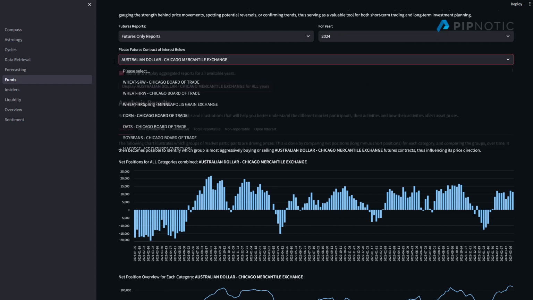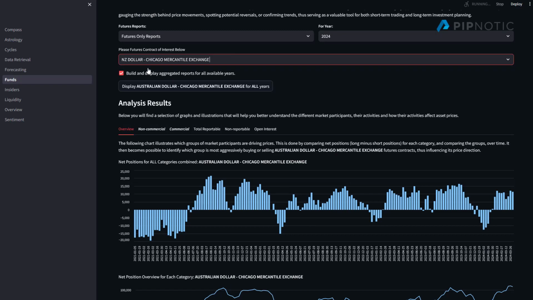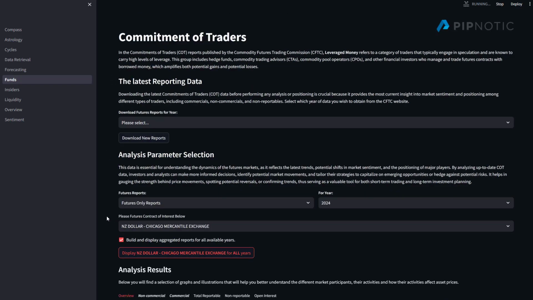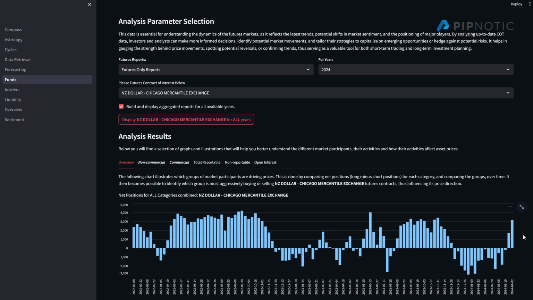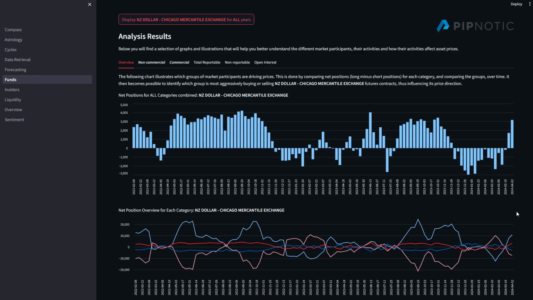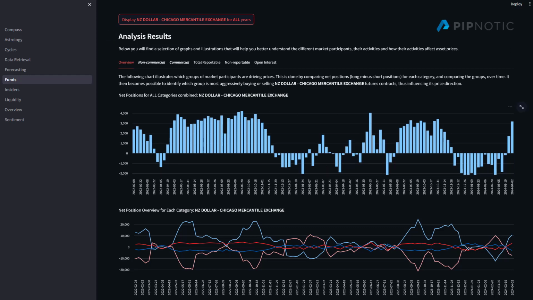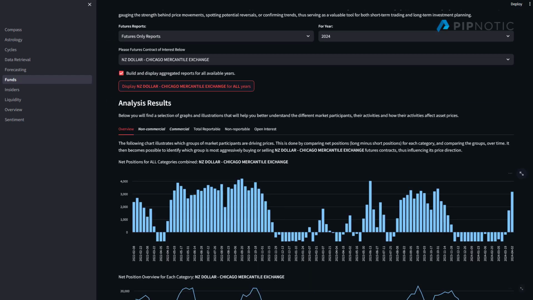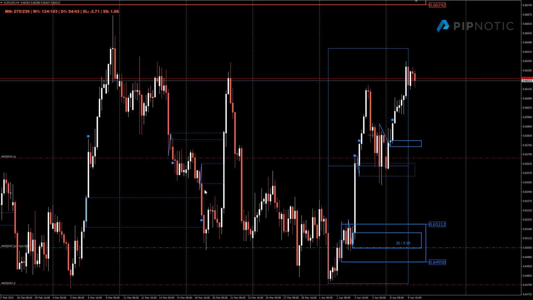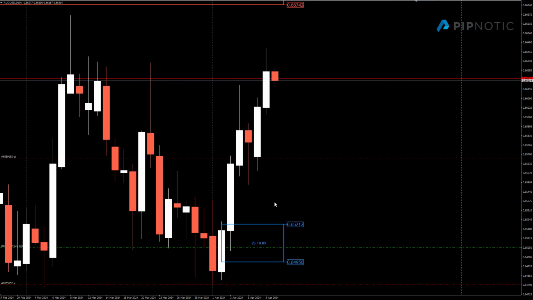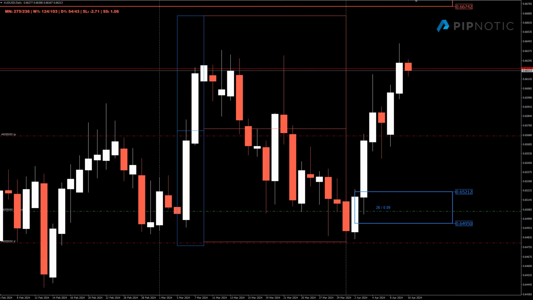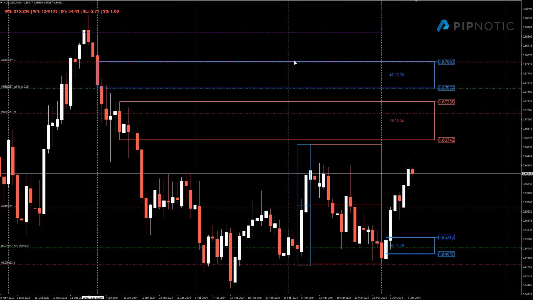If we have a look at the Kiwi one more time and see if that looks similar. Yeah, we're doing the same thing. We have a net long bias for the Kiwi as well, so we can expect prices to continue to wriggle higher. So if we go back to our chart here, Australian dollar, this is why we're seeing these continue to wriggle higher.